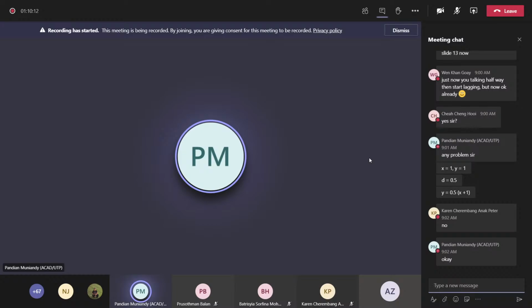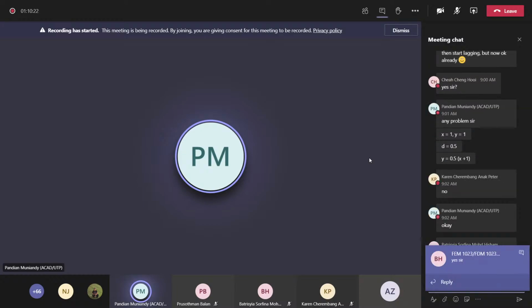Can you get that answer, class? Can you get the answer? y squared over 2 equals minus x squared over 2 plus c.